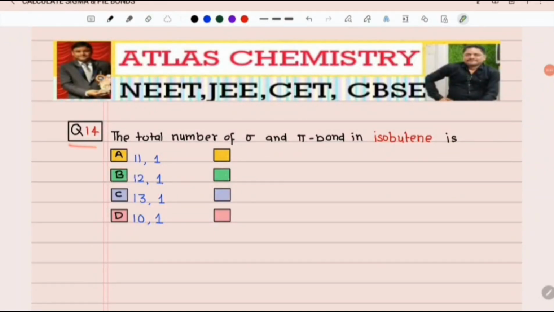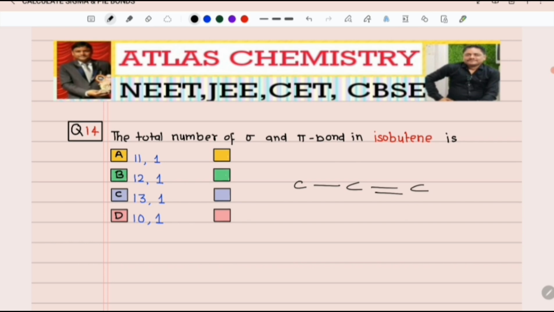Question number 14 says the total number of sigma bonds and pi bonds in isobutene is. The options are 11 sigma and 1 pi bond, 12 sigma and 1 pi bond, 13 sigma 1 pi bond, 10 sigma and 1 pi bond. So first of all we have to see the structure of isobutene. The structure of isobutene is like this.